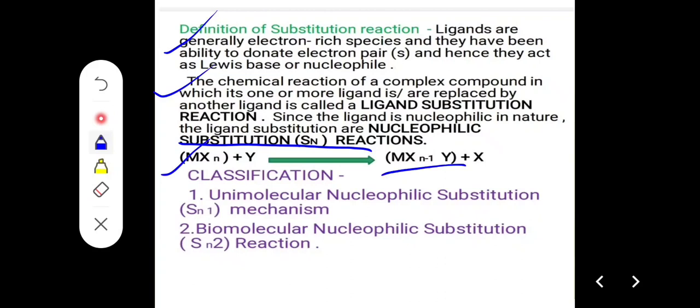Classification: one is unimolecular nucleophilic substitution, or SN1 reaction. Unimolecular depends only on one species concentration. That's why we term it unimolecular nucleophilic substitution or SN1 mechanism. The other is bimolecular nucleophilic substitution reaction. SN2 reaction means it depends upon two species concentrations.